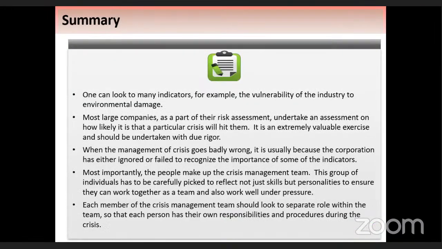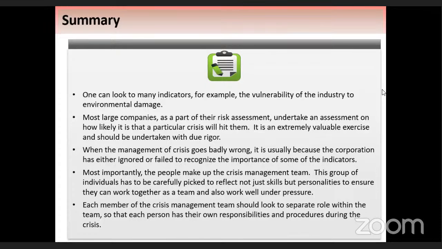Then we have an exercise here, but let me go straight to the summary as we round off for the day. In summary, one can look to many indicators. For example, the vulnerability of the industry to environmental damage. Most large companies, as part of their risk assessment, undertake an assessment on how likely it is that a particular crisis will hit them. It is an extremely valuable exercise and should be undertaken with due rigor. When the management of a crisis goes wrong, it is usually because the corporation has either ignored or failed to recognize the importance of some of the indicators.